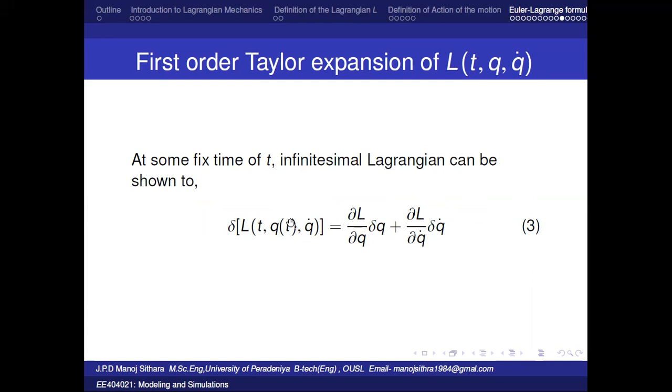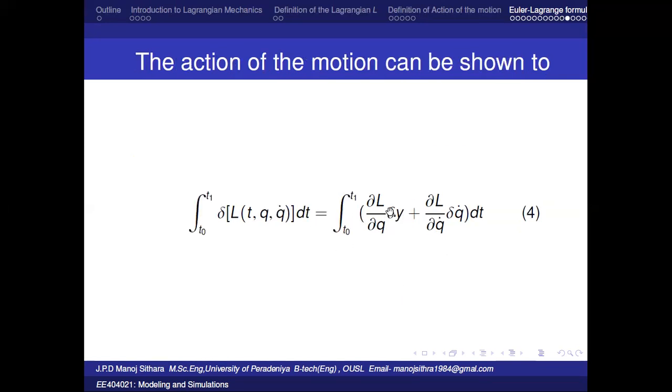This kind of treatment is called variational calculation treatment, right? For some t, we will drag the value of q(t), right? We assume that q(t) can be assumed variable, right? So this is the kind of variational calculation treatment for the Lagrangian statement, right? And we obtain the action of the motion in this statement number 4, right?